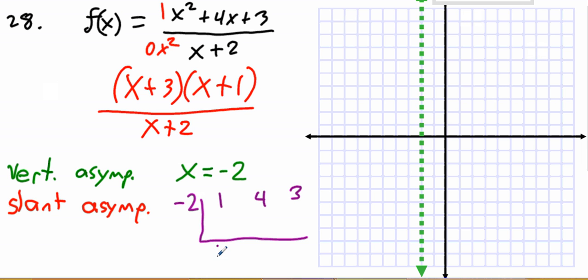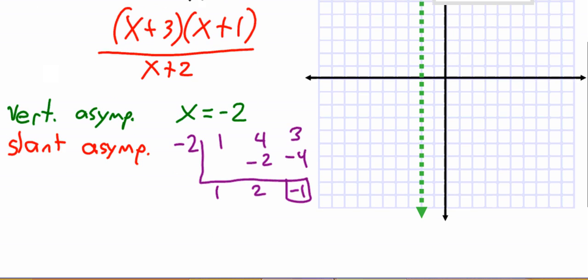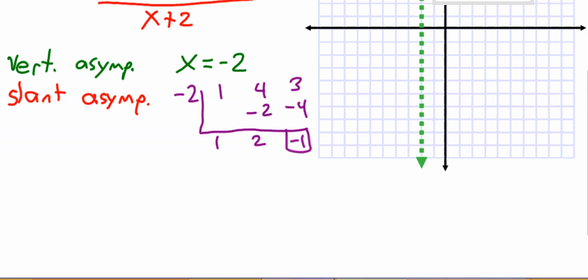So synthetic division, we get 1 times -2 is -2. Add, we get 2. Multiply, we get -4. Add, we get -1. This is the remainder, which has nothing to do with our slant asymptote. Our slant asymptote is just from the 1, 2, which is 1x plus 2. So our slant asymptote equation is y equals 1x plus 2, or x plus 2.